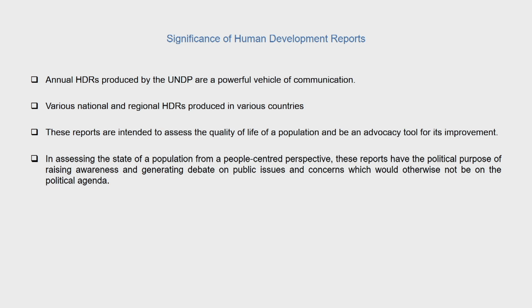So in assessing the state of a population from a people-centered perspective, these human development reports basically have a political purpose of raising awareness and generating debate on public issues and concerns which would otherwise not be on the political agenda. You can also consider the human development reports as some sort of a vehicle for communicating the concerns of the public at large. And note here that most of these human development reports published at the regional level or sub-regional levels are carried out by independent agencies, and they are provided to the government for deliberating on the issues or the highlights of these reports that have been worked out by people.